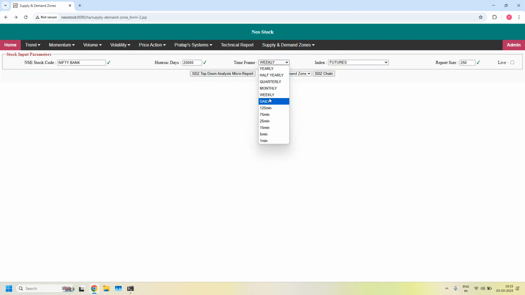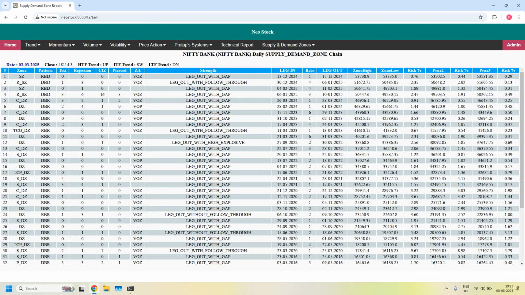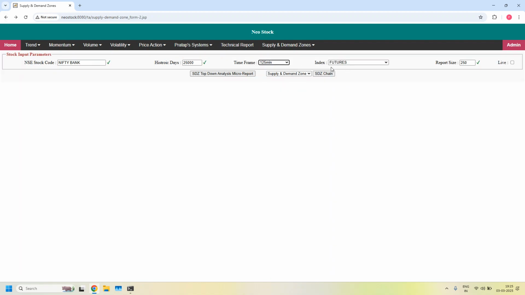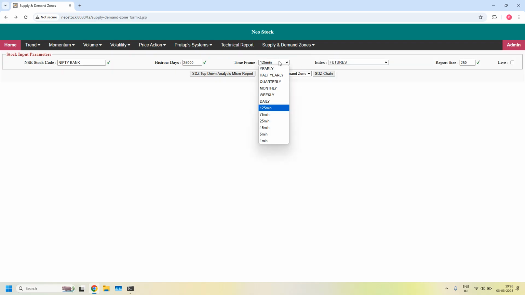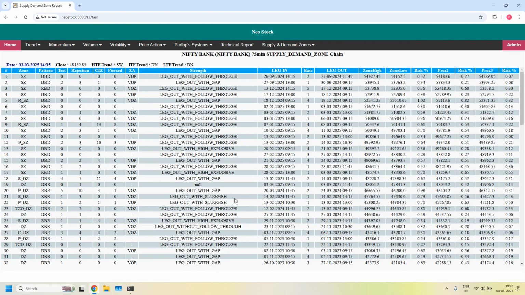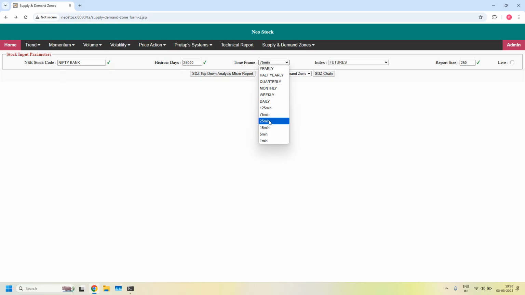Next, daily supply demand zone chain for Bank Nifty. Next, 125-minute supply demand zone chain for Bank Nifty. Next, 75 minutes supply demand zone chain for Bank Nifty. Next, 25 minutes supply demand zone chain for Bank Nifty.